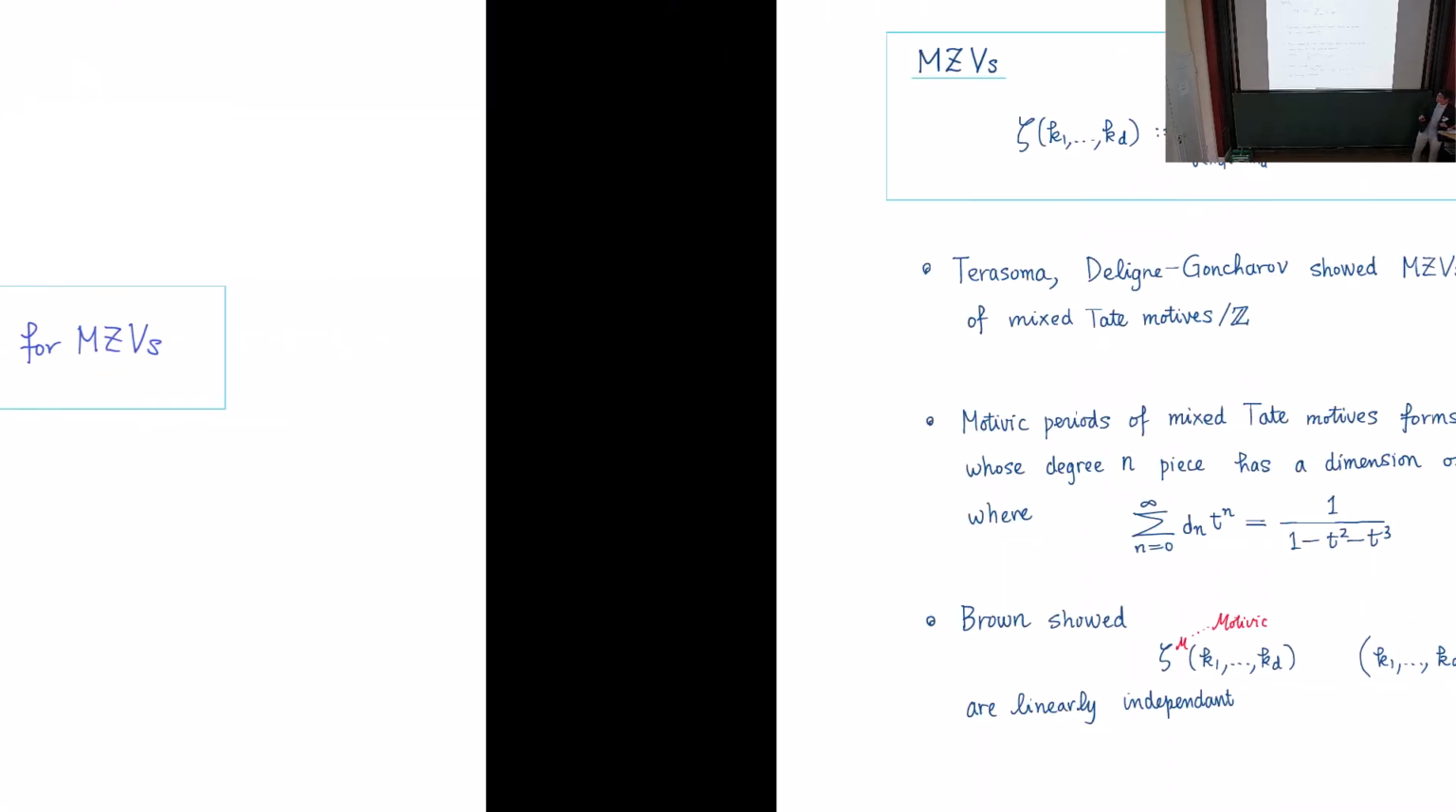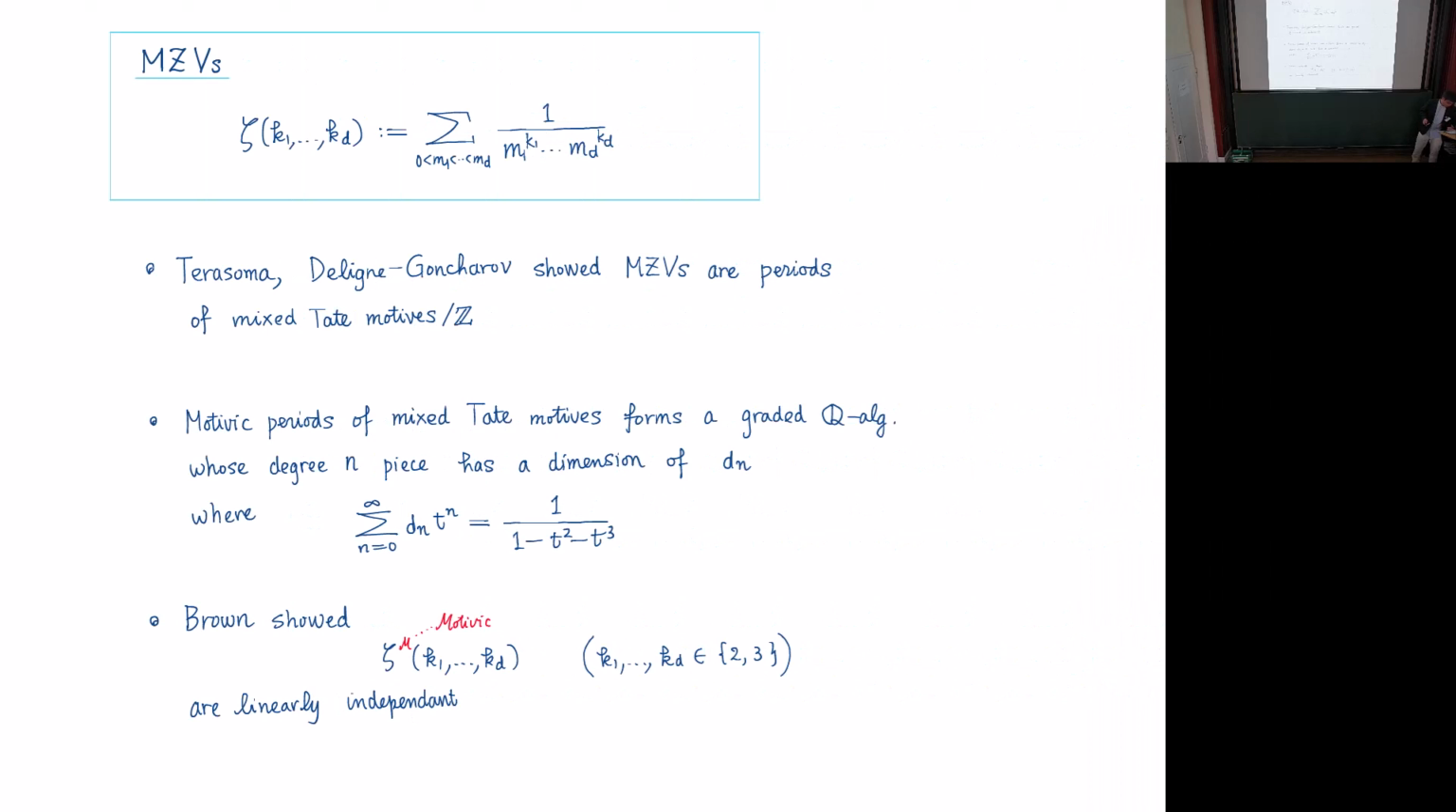Okay, so let me explain. Let me start with explaining the original 2-3-2 formula proved by Don. As everybody probably knows, multiple zeta values are defined by this nested sum. And these numbers are recognized as an important class of numbers since they are some very fundamental class of periods.